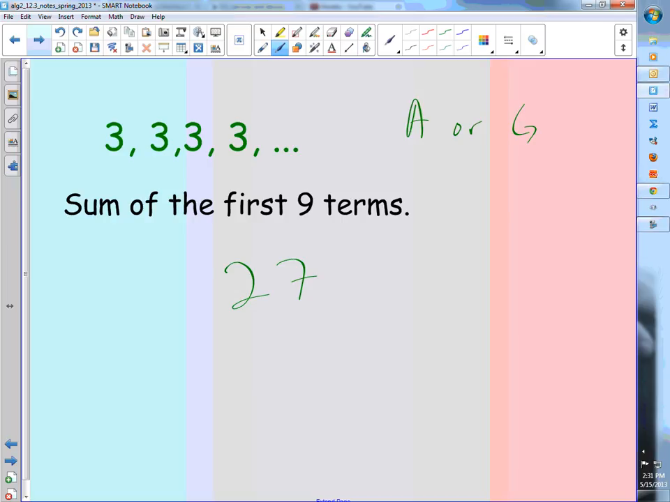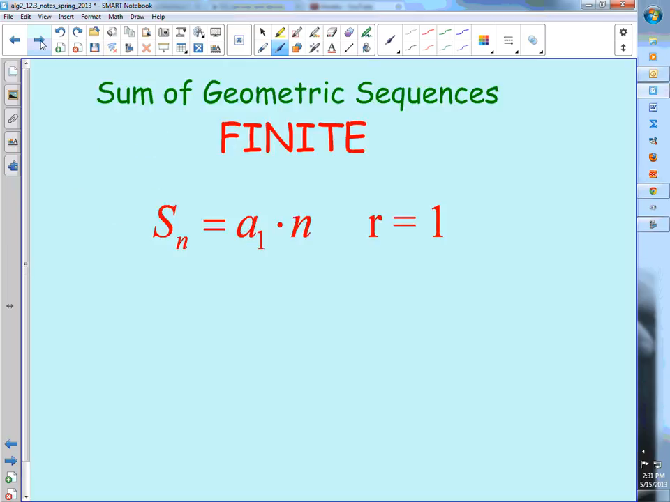It's 27. So if you want a formula for that, boys and girls, here it is. Those of you who like recipes, here's your recipe. If you're looking at the sum of a geometric sequence where r is 1, okay, only when r is 1, take the first term and multiply it by how many terms in the sequence. This is one of those common sense deals. You don't really need to follow a formula, but if it makes you feel better, so be it.